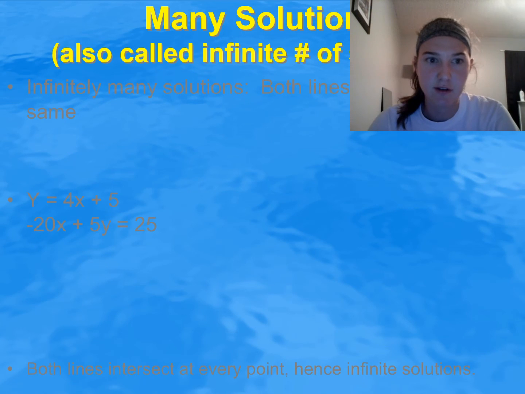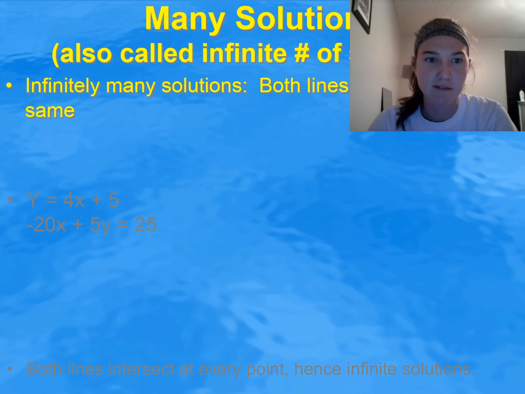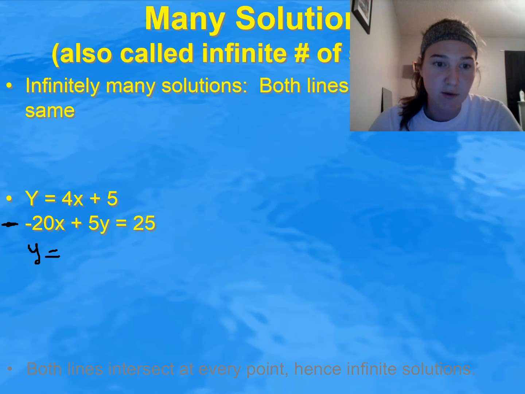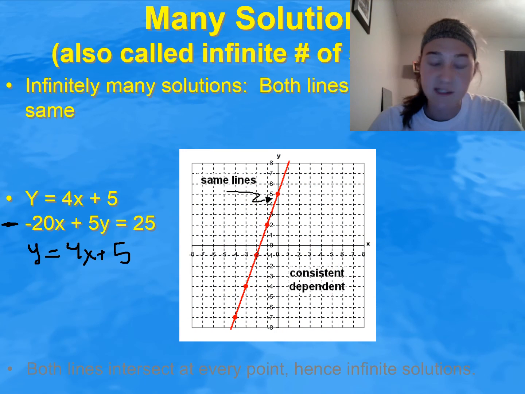Okay, so there's another case that you're going to encounter when you graph systems of linear equations, and that's when both lines are exactly the same. So if I solve for y on this second equation, I'm going to get y equals 4x plus 5. If you don't believe me, try it yourself, solve for y. And so that's the exact same line, right, as the first one.